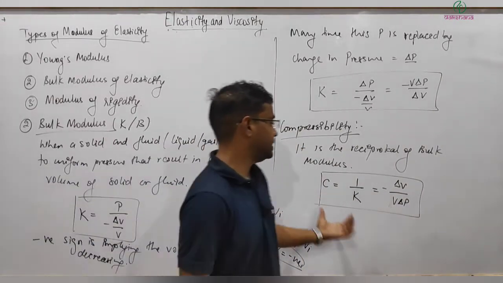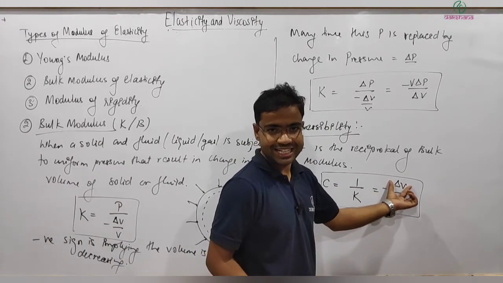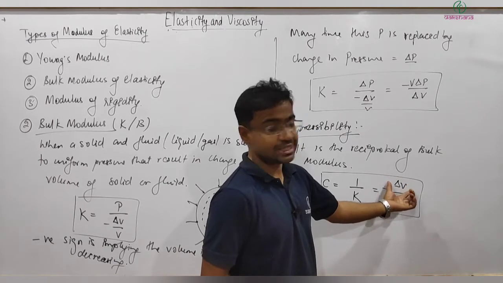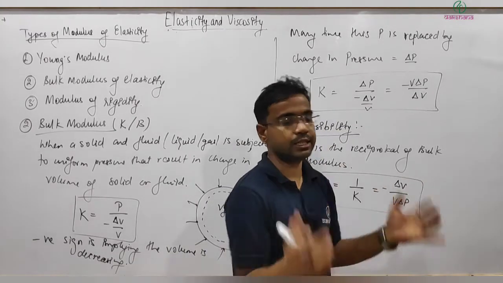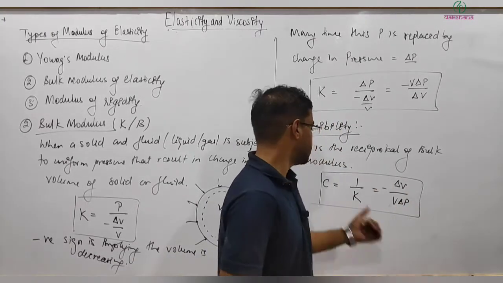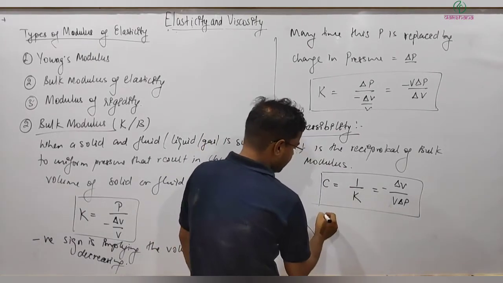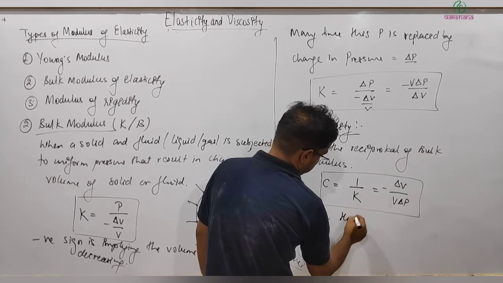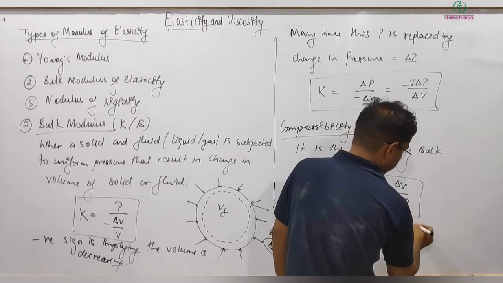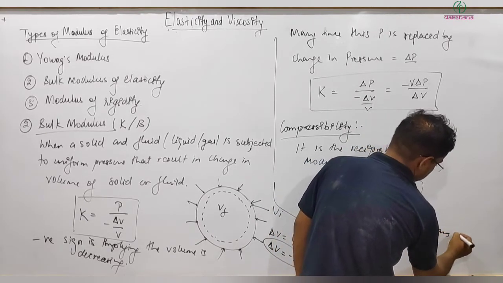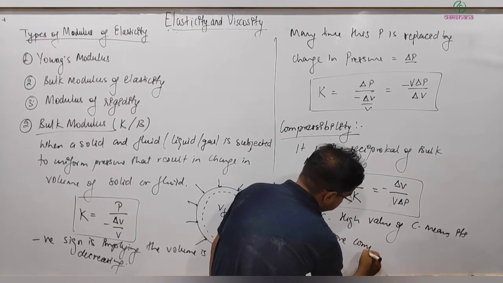Higher the compressibility means by applying the same pressure, the change in volume is higher, right? So that is what it means. Let's say we are considering same volume, same pressure is applied, so it can be compressed more, is it? So a high value of C means it's more compressible, and vice versa.